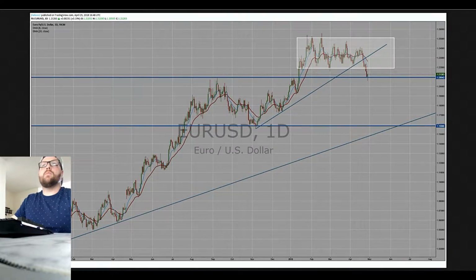Let me explain what I've got on here. I've got this horizontal line representing previous market structure, this horizontal line also representing previous market structure, and then this trend line and this trend line down here. You can see the points that the trend lines are drawn off of.